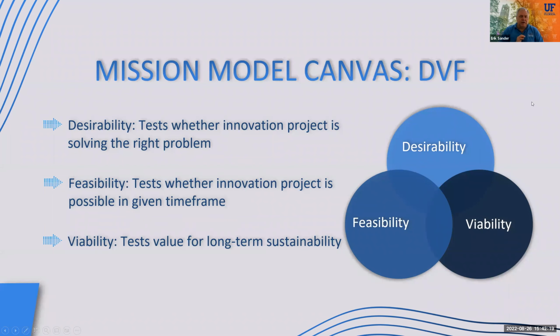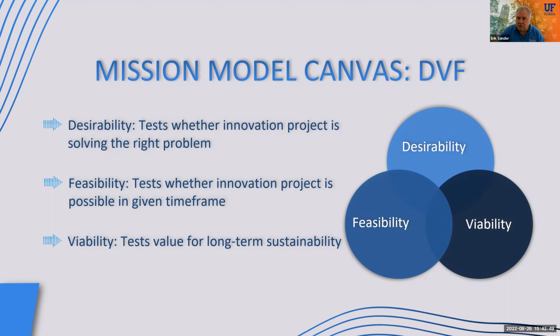So a couple things to then leave you with. The mission model canvas, in order for the project to be successful, essentially has to meet many criteria, but three primary ones are desirability, viability, and feasibility. So desirability, and you'll see how this matches up to the mission model canvas in a second, really tests whether this thing is solving the right problem and a valuable problem.